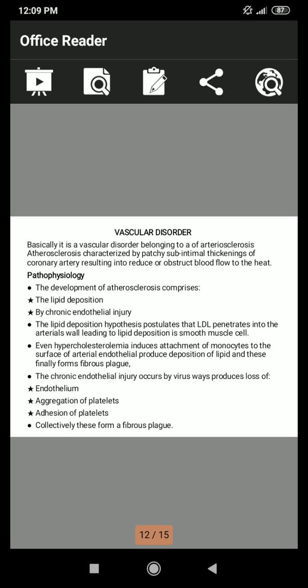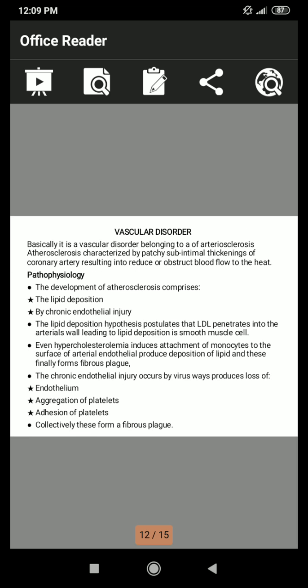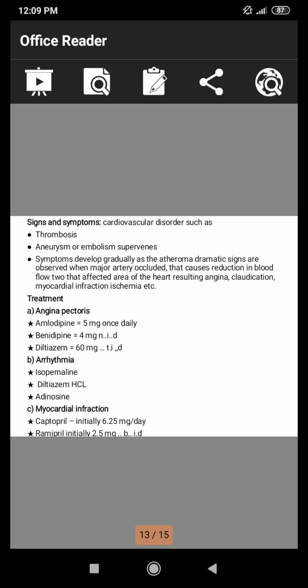These are the signs and symptoms of vascular disorder. Then the treatment of vascular disorder.